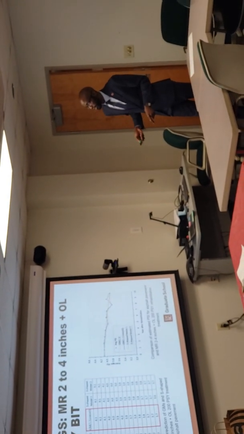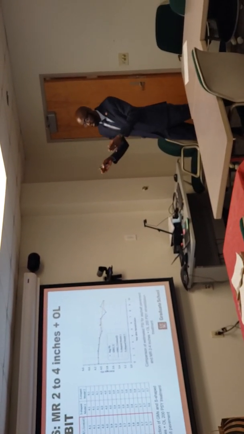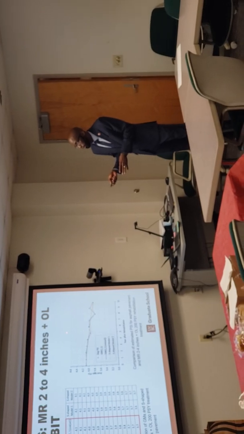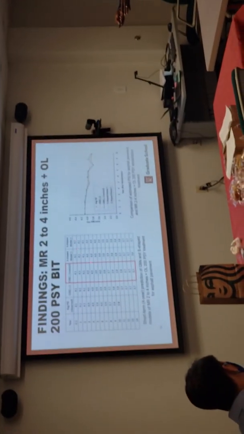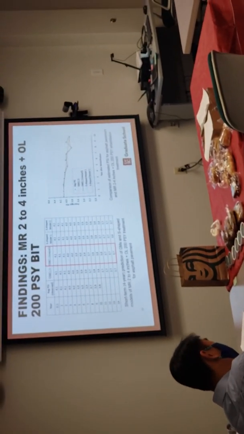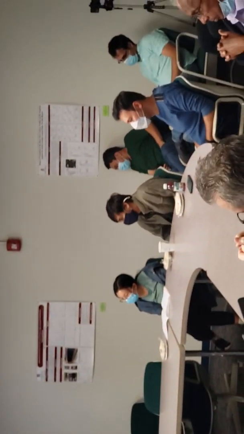And now we have our second treatment, the mill of 2 to 4 inches plus 200 PSY for asphalt pavement. Same thing, we can see here how the proposed model and the other models follow the trend for short-term prediction. And the parameters are here.